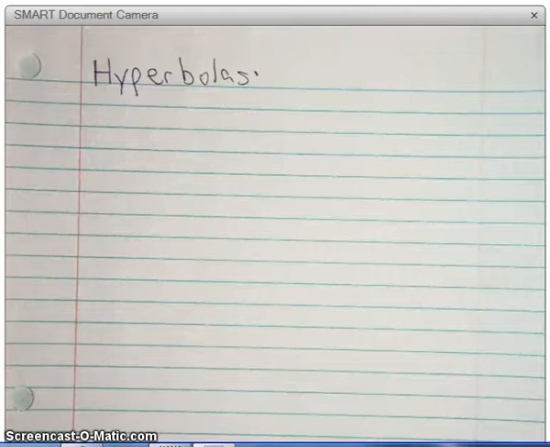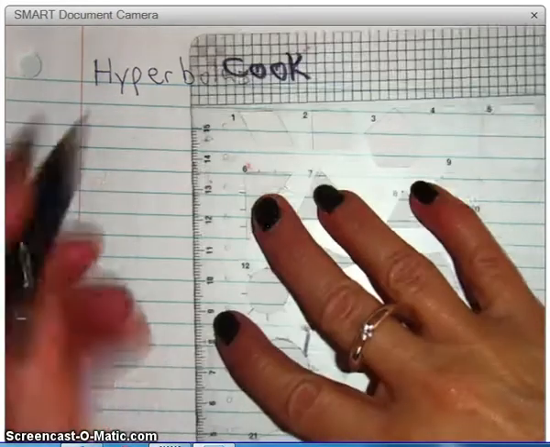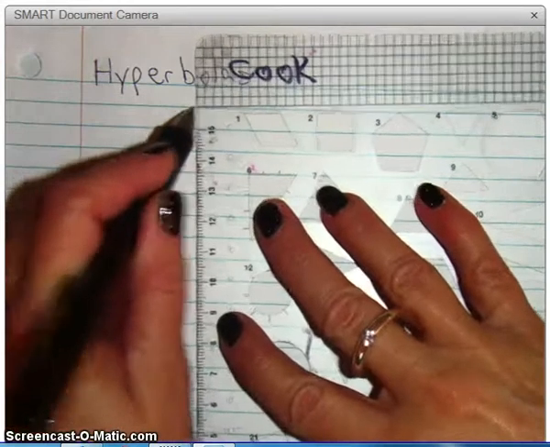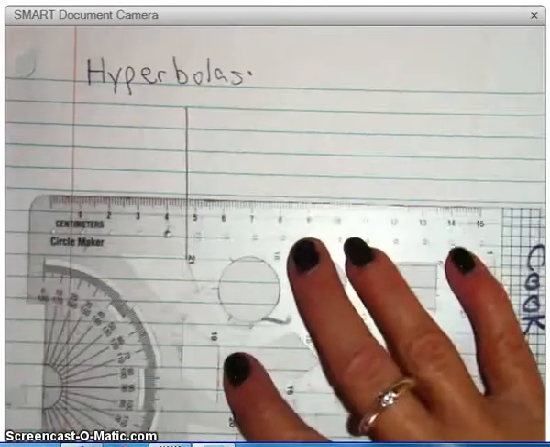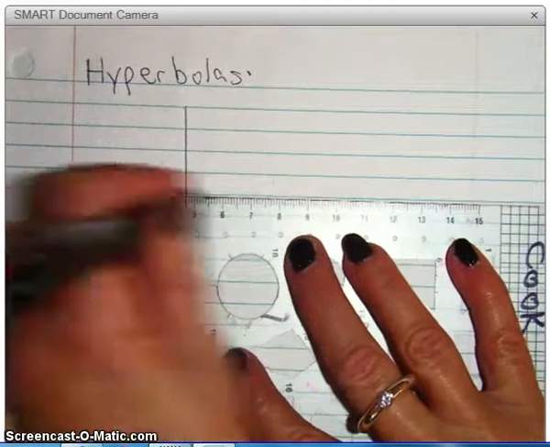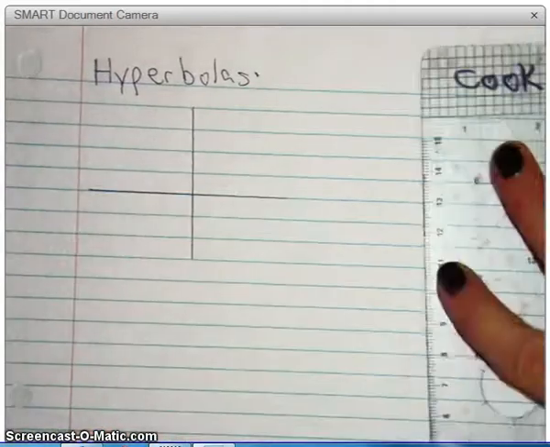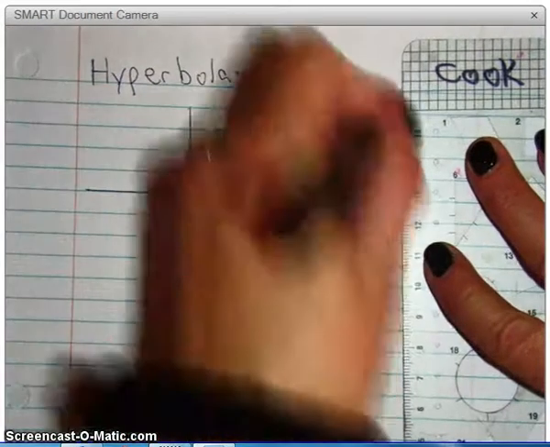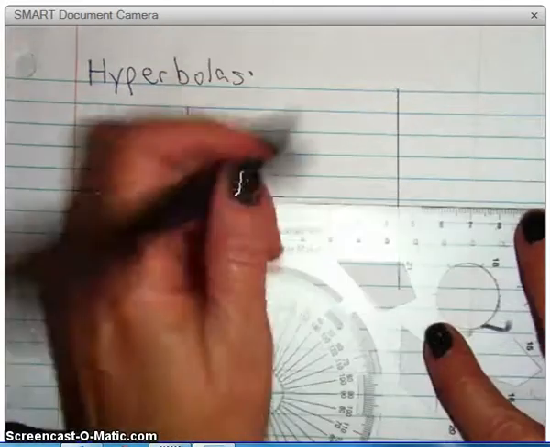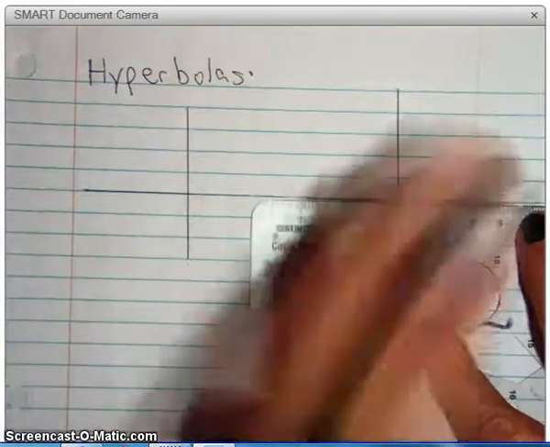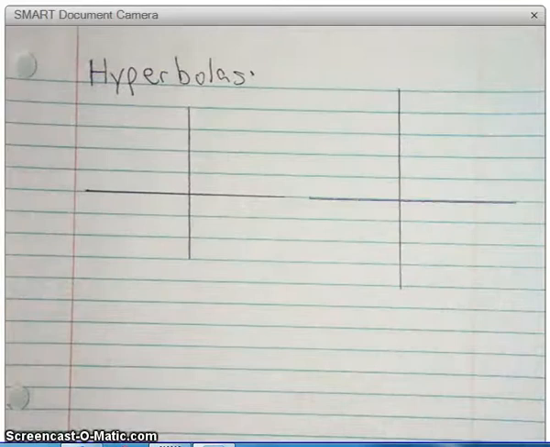Okay, guys, two models for a hyperbola. So we're going to draw two coordinate planes. Oh, one's bigger than the other.